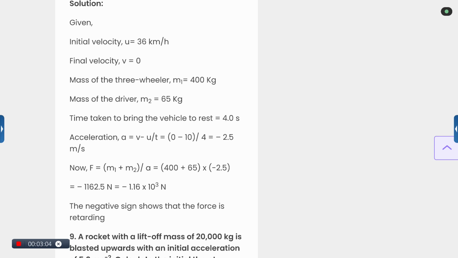What is the force of retardation? Driver plus three-wheeler, together only stopping. First we found acceleration, then we had to find force. Force is F equals m a. Here the mass is the three-wheeler plus the driver. That is why I found the force using both. Shall we go to the next question?